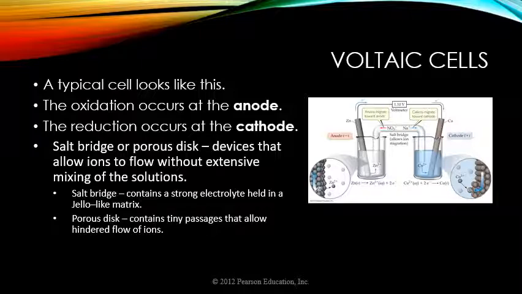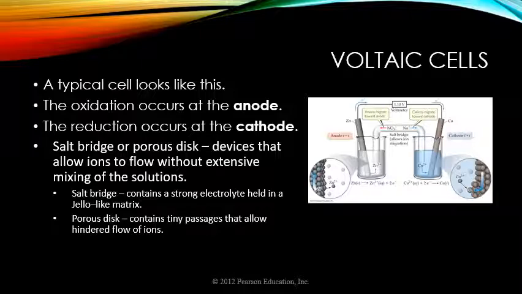And if you've ever wondered why we have those definitions for cations and anions, it's because of the ions that are in the salt bridge and the direction that they move within these voltaic cells. The oxidation again is occurring at the anode. The reduction occurs at the cathode, and then that little side compartment piece linking the two together, that's what we call the salt bridge. You saw the porous disc in the other example, but this allows the ions to flow without extensive mixing of these solutions.